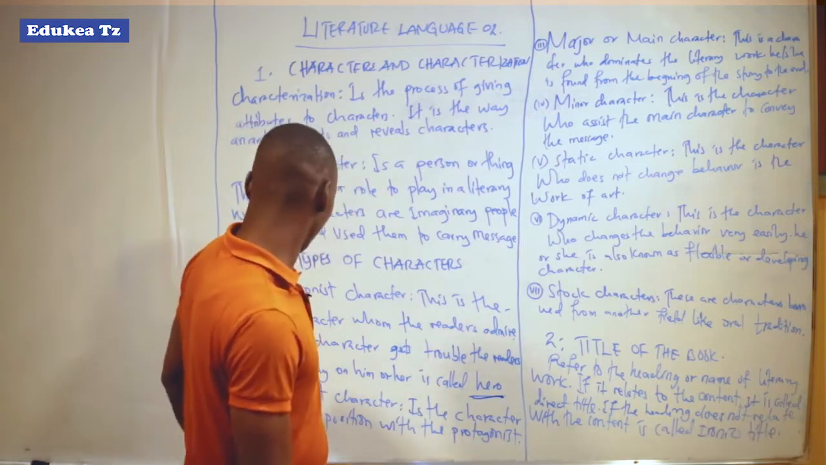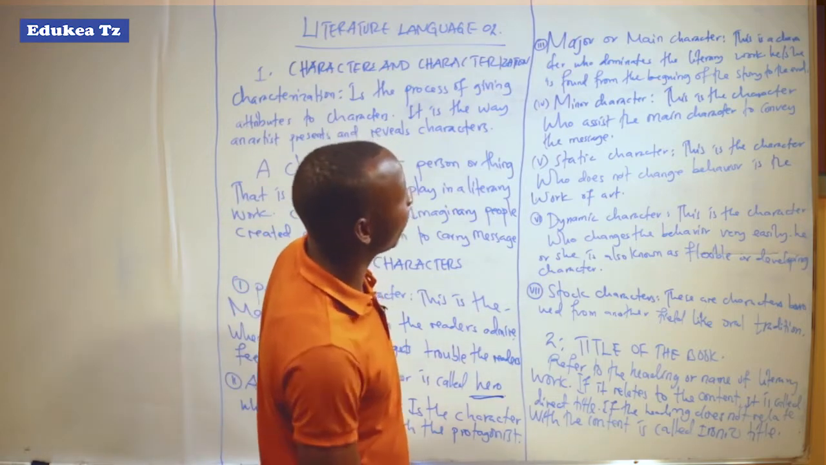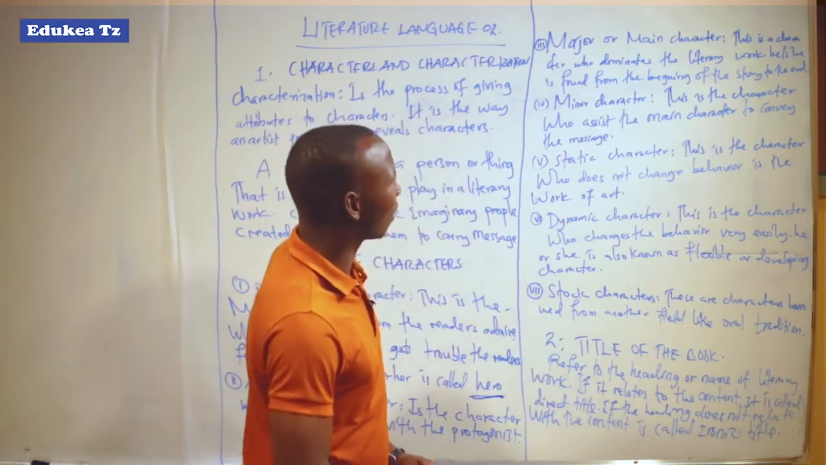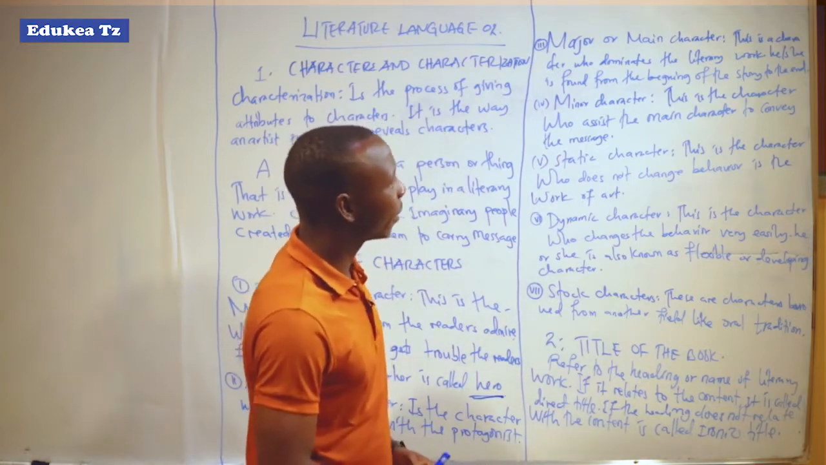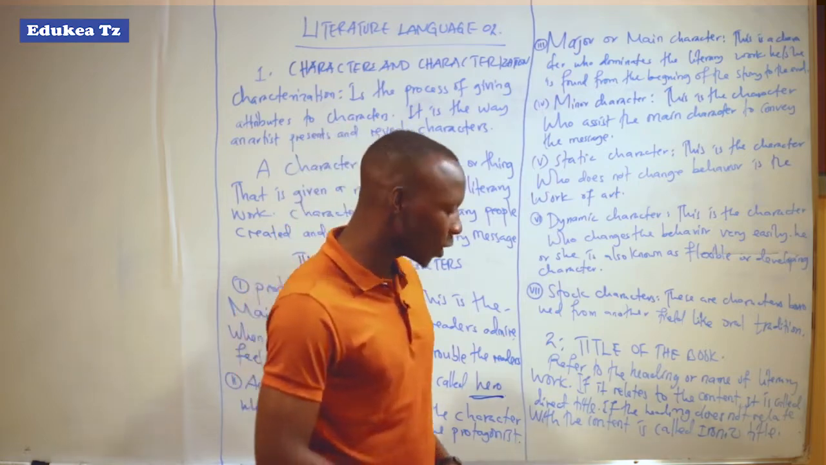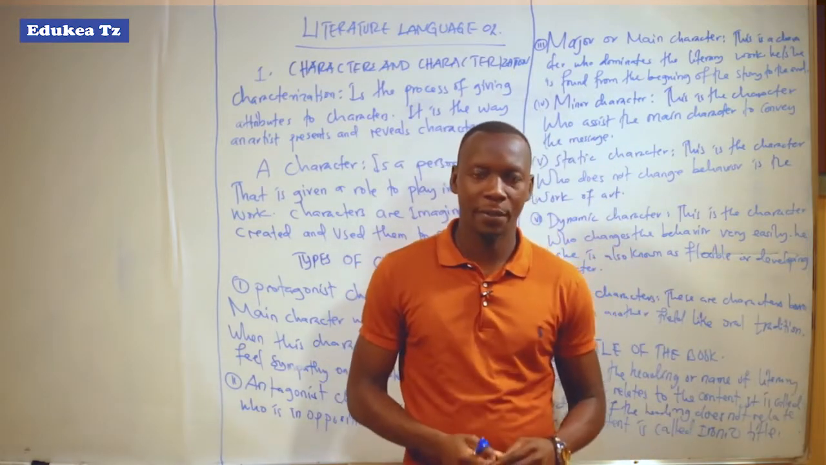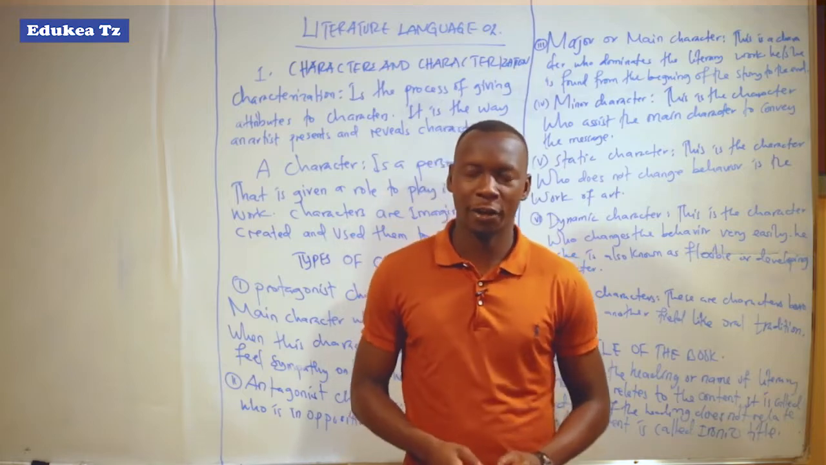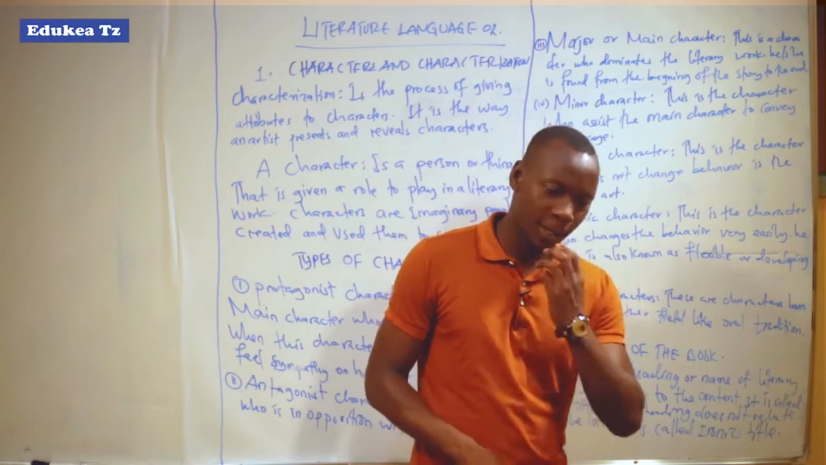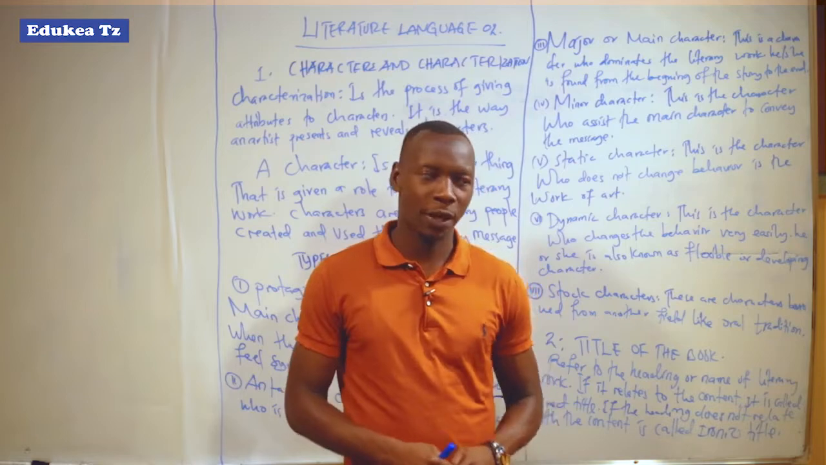Now after looking at these types of character, let us see the next one, that is the major or the main character. The major or the main character is the character who dominates the literary work. He or she is found from the beginning of the story to the ending. For example, in the book Betraying the City, written in Kenya, there is the boss. The boss, we could say, in that text is the main character, because he dominates the text from the beginning to the end of the text.